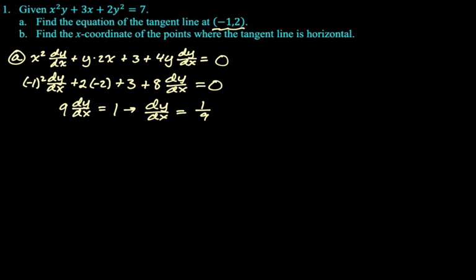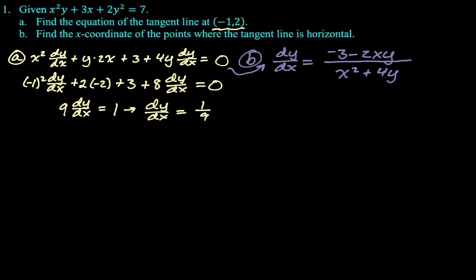So we already know, well, we don't really know. I went back to the beginning of part A and I solved for dy/dx. So dy/dx, you're going to move the 3 over to get -3. You're going to move the 2xy over to get -2xy. Then you're going to divide by the coefficient of dy/dx, which is x squared plus 4y. So divide by x squared plus 4y. We need that to equal 0. So horizontal means the derivative is 0, which means that -3 minus 2xy is equal to 0.